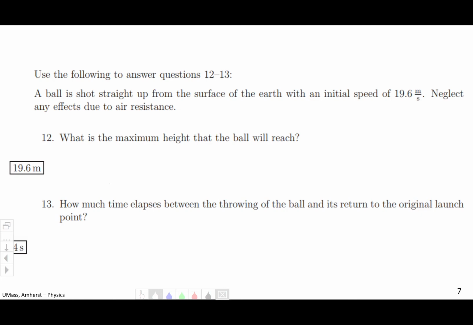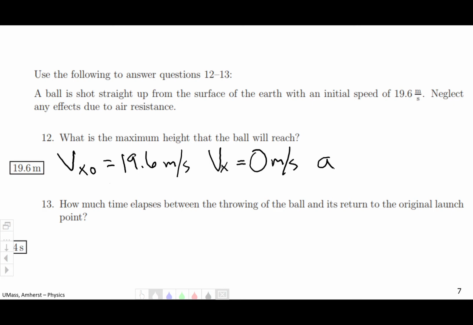This is almost identical to the previous problem. So that means we have an initial speed, Vx0, of 19.6 meters per second. We have a Vx final of 0 meters per second. We have an acceleration of negative 9.8 meters per second squared.